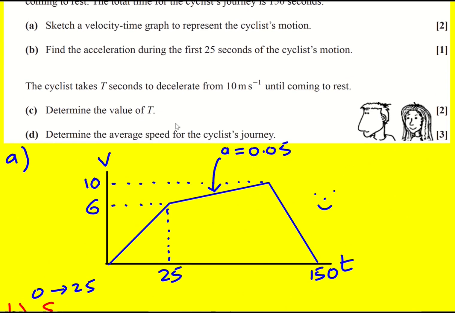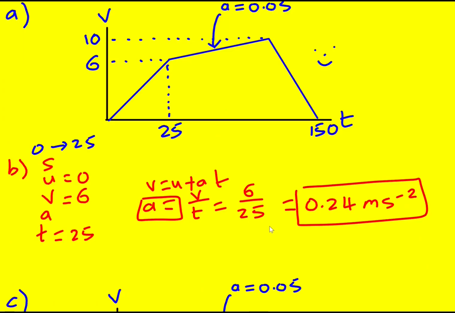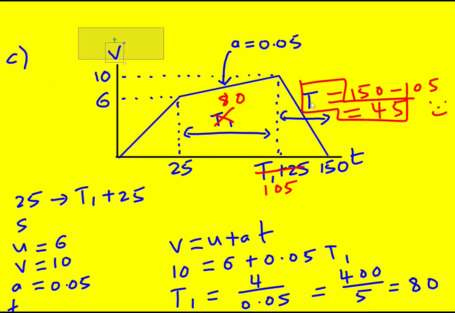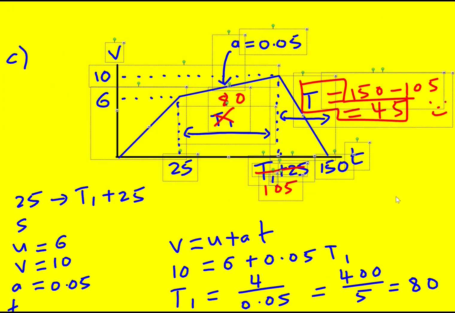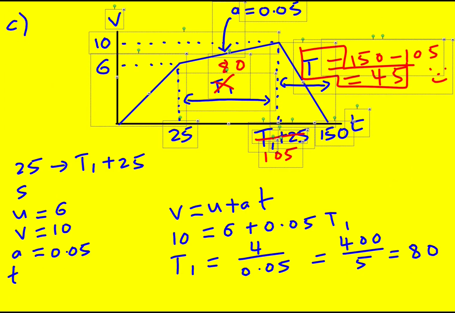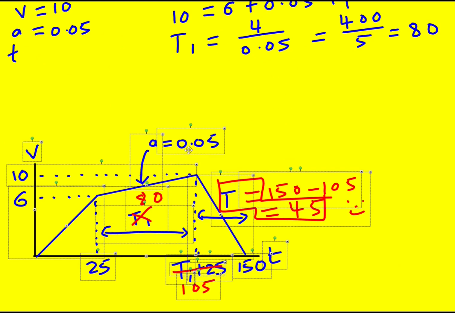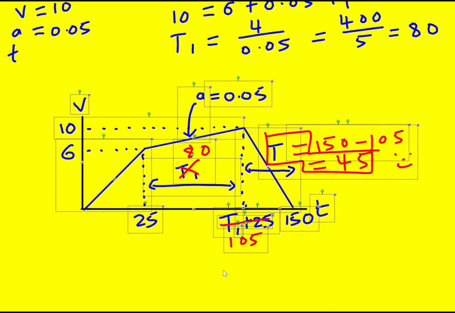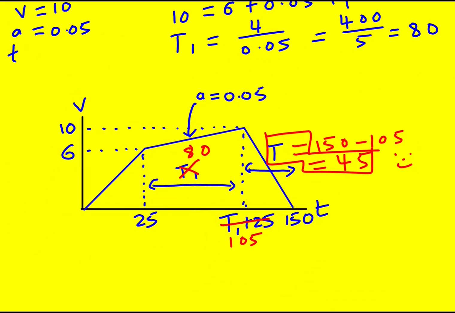Finally, we're asked to determine the average speed for the cyclist's journey. So the average speed is the total distance traveled divided by the total time taken. We're going to have to find the area underneath this graph. And I think I'm going to, again, draw another graph. You could do it on the same thing, but just to make it clear to you, I'm going to put another graph down. But I'm just going to simplify a little bit. So that was 105.